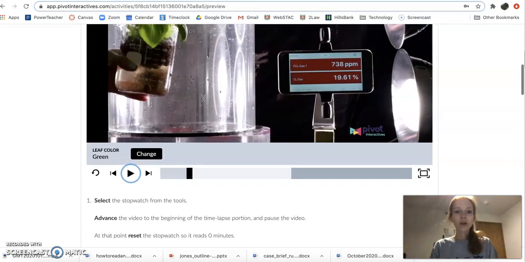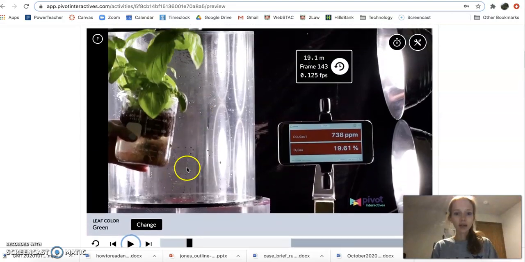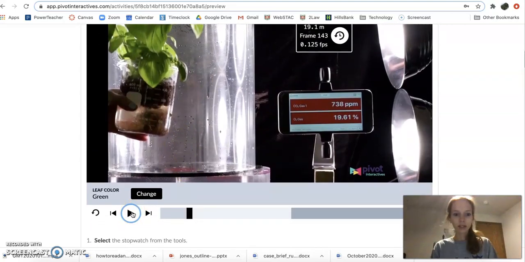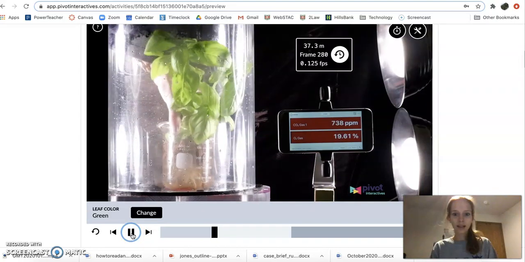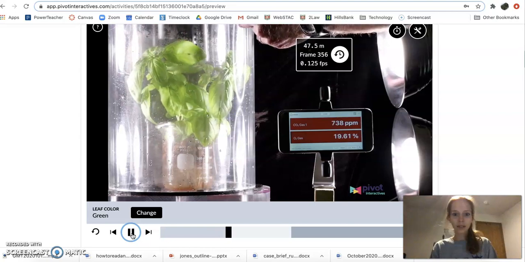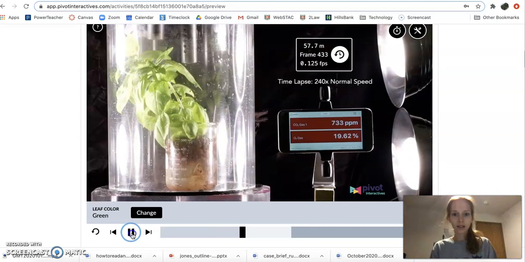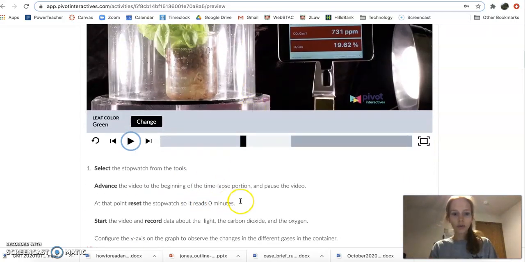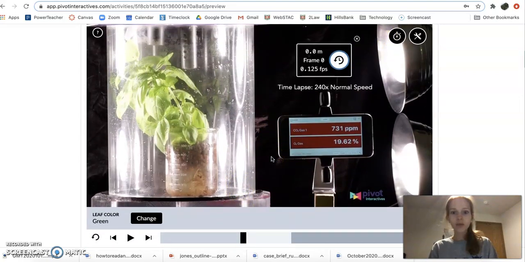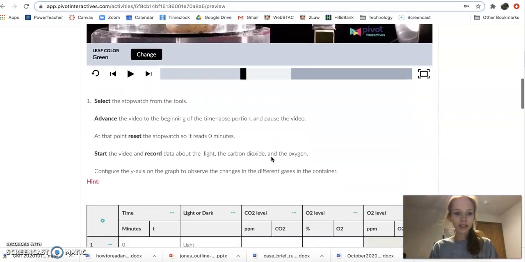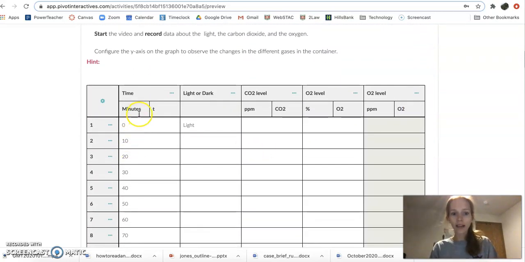So first of all, it tells us we want to advance the video to the beginning of the time-lapse portion. So let's play until it says, we're closing the container, time-lapse. Okay, so I paused super quick. Now it said, reset my stopwatch to 0. Reset. Okay. And so now I need to think about a few things. How am I going to set up my data table? How often am I going to collect data? This says every 10 minutes.